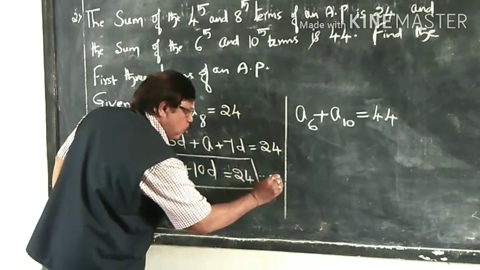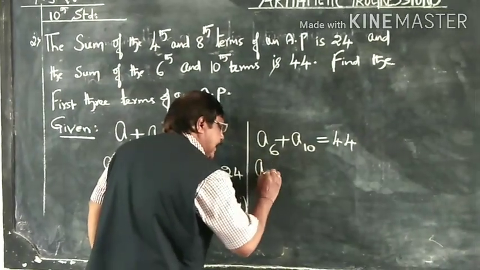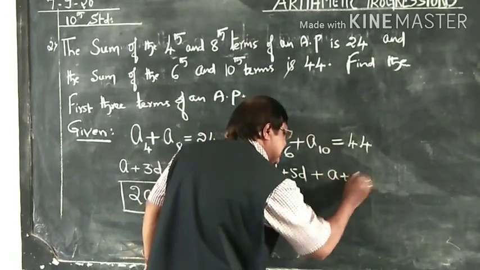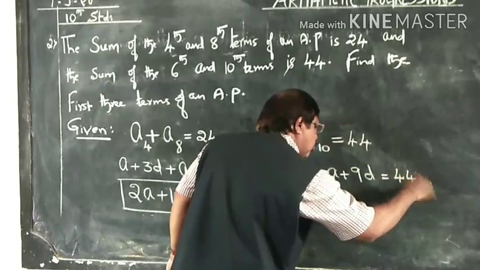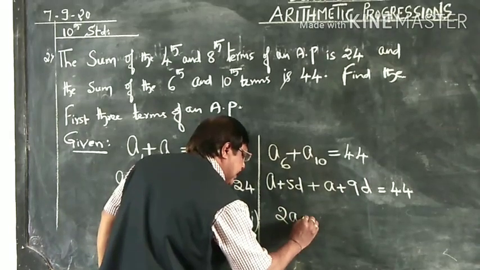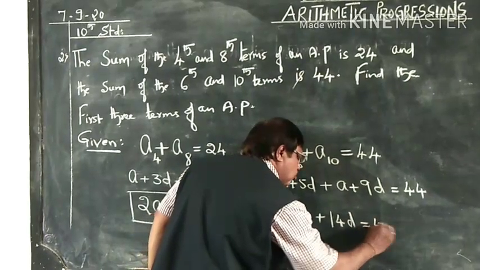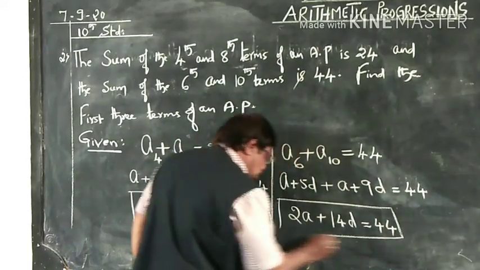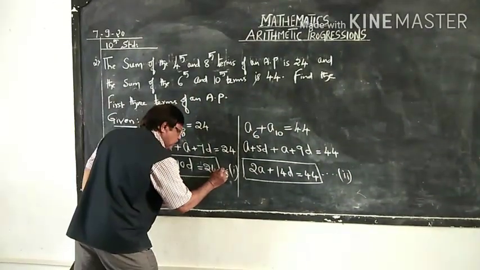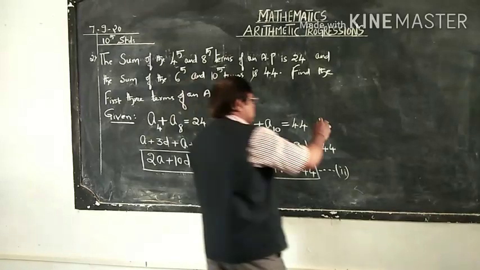We call this equation 1, the first equation. a plus 5d, the 6th term, plus a plus 9d is equal to 44. Add the like terms, 2a, then 9 plus 5, 14d is equal to 44. You take it as the second equation. So there are two equations. Solve these two equations.